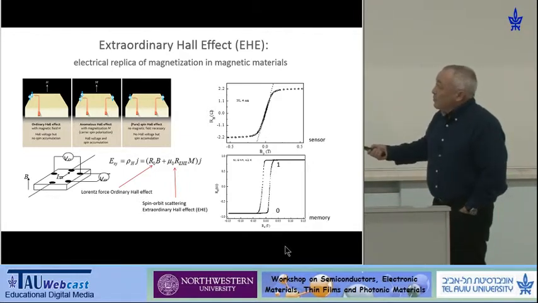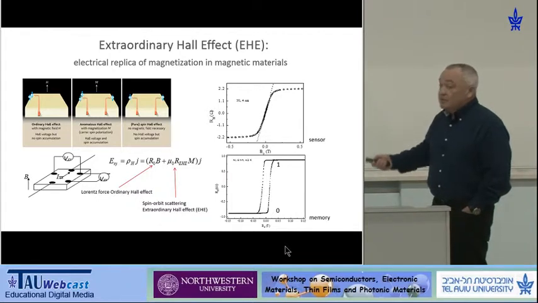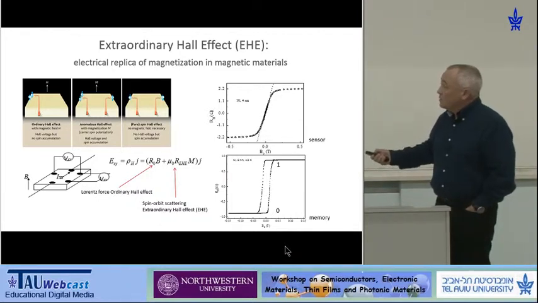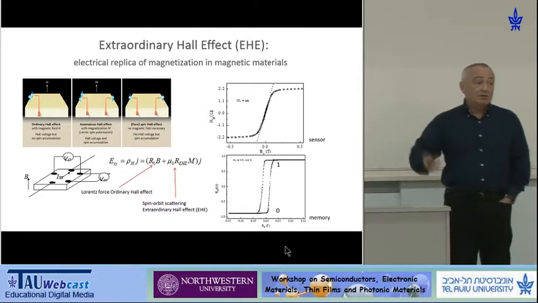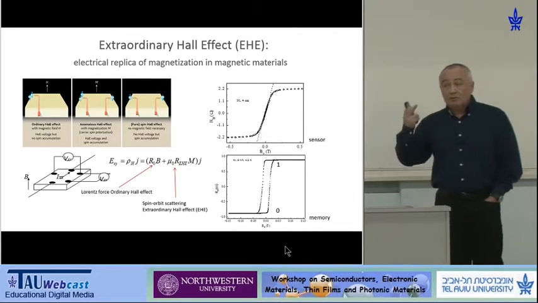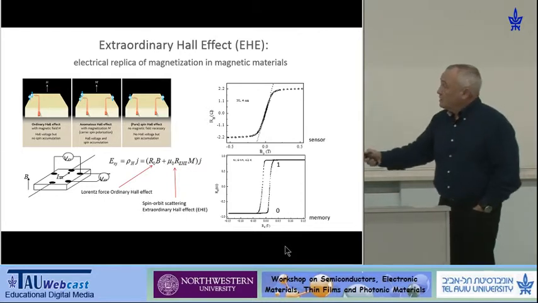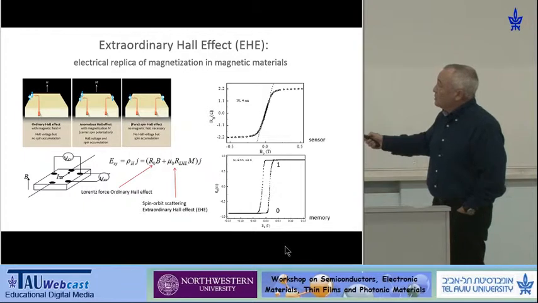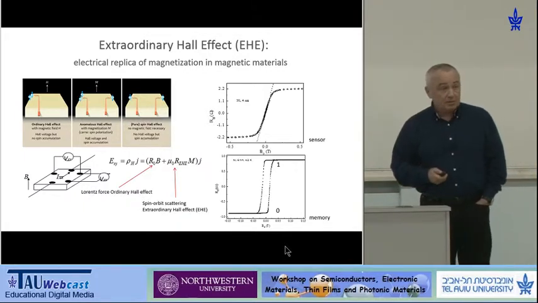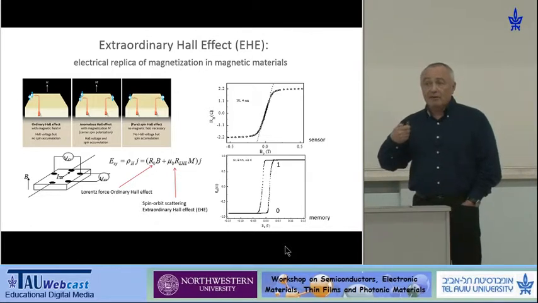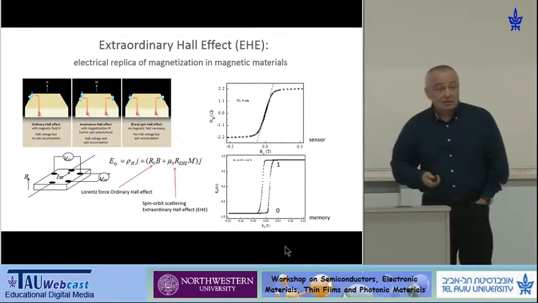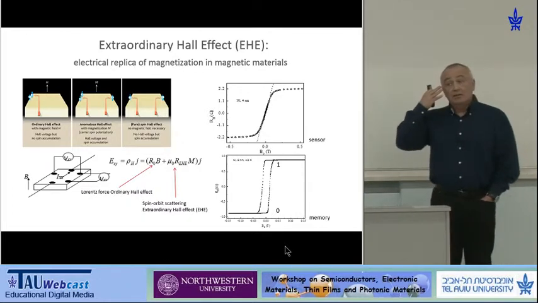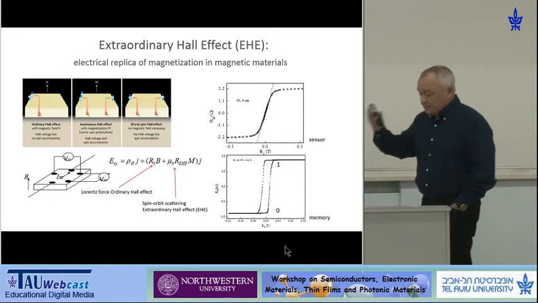In many cases, in the cases that we are interested in, this contribution is much larger than the ordinary Hall effect, and that's why we directly measure the magnetization of the material by measuring the Hall effect. So if we have, for example, some material without hysteresis, this curve is just proportional to the magnetization of the material. And if our material has magnetic hysteresis, we'll get something like that. This is just as we visualize ferromagnetic hysteresis.